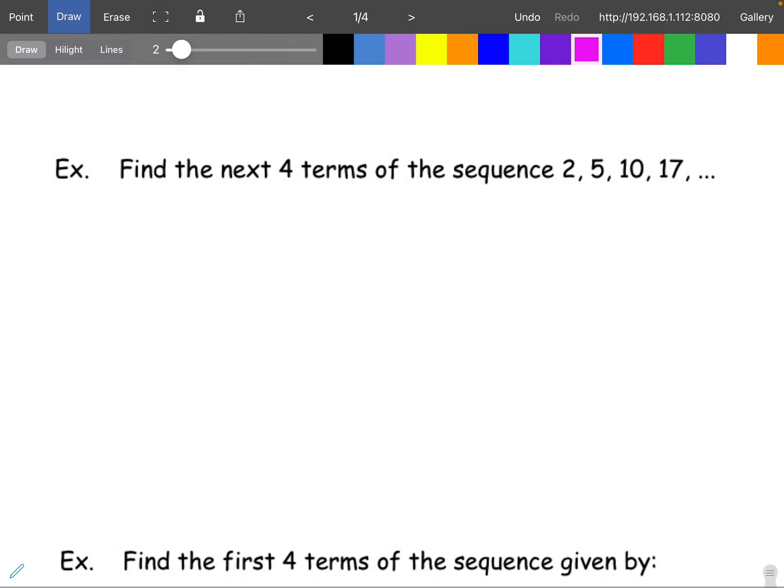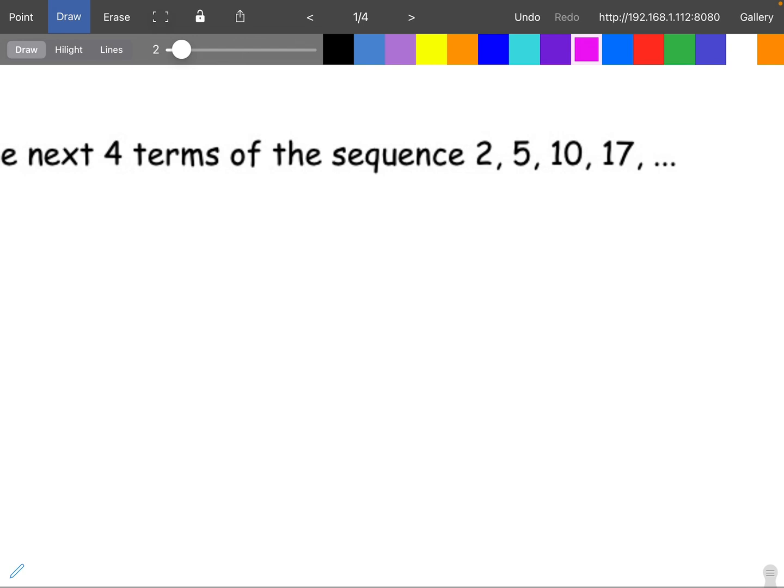Find the next four terms of the sequence 2, 5, 10, 17, and on and on. So this one's a little bit more difficult to see. Not terrible, but it's not quite as obvious as the first one. If we look at these numbers, from 2 to 5, just look at changes that you see. You may have to try a couple different possibilities. From 2 to 5, I can see that that is an increase of 3. Well, from 5 to 10 is not an increase of 3, it's an increase of 5.